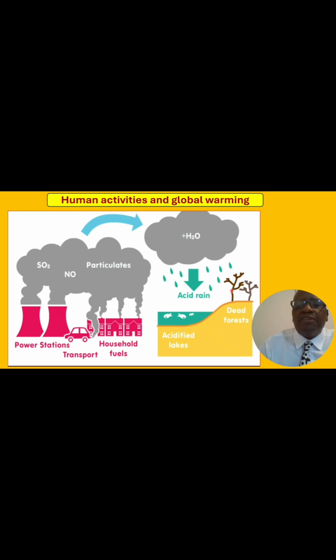Now, anything that destroys forests and plants increases global warming. Remember, in photosynthesis, trees absorb carbon dioxide, which is a greenhouse gas. In addition to that, if we also cut down trees, building homes, building factories, we are also increasing global warming, because the fewer the trees, the more the carbon dioxide.